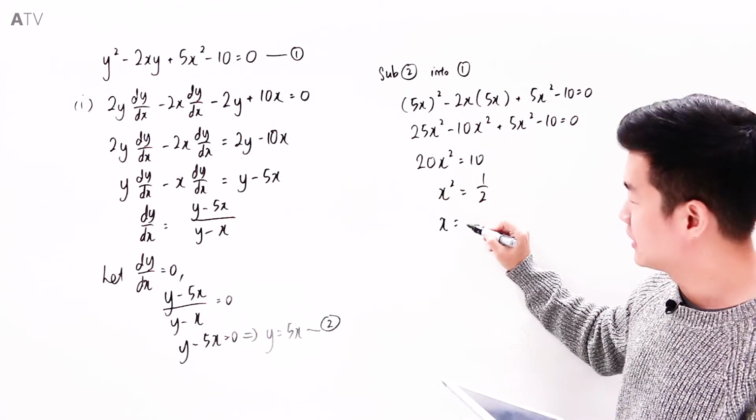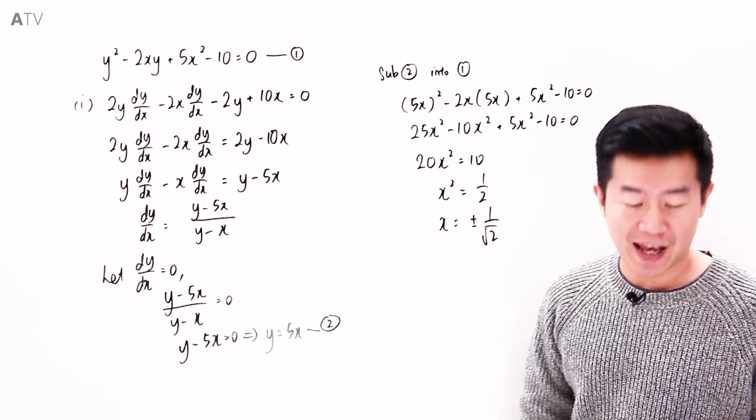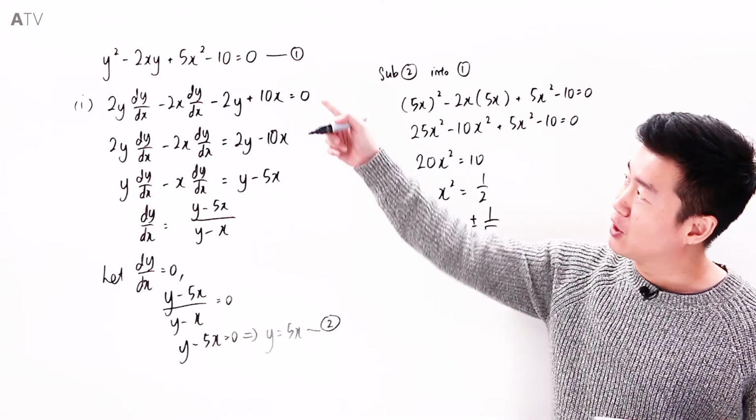This tells us that x is going to be plus or minus the square root of 1 over 2. And this is going to be the x-coordinates of the stationary points of the curve C.